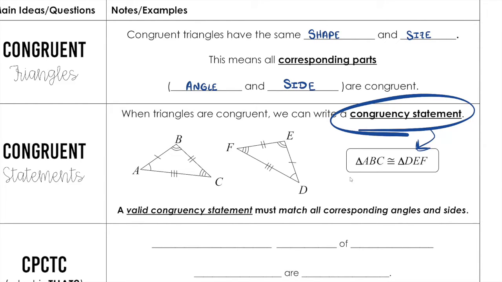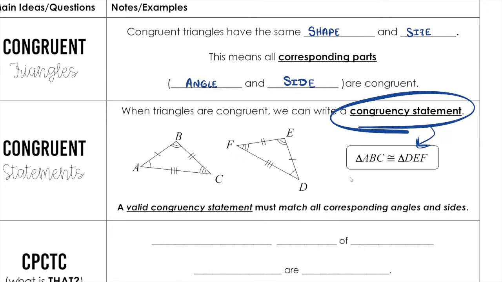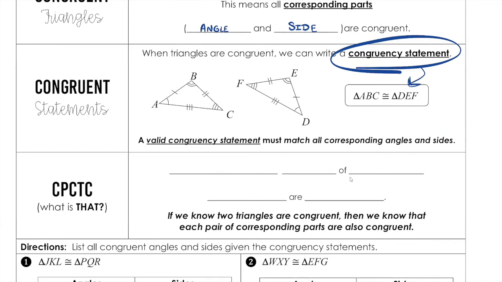This is a fun little one. CPCTC. What in the world is that? CPCTC. So the definition says if we know that two triangles are congruent, then we know each pair of corresponding parts are congruent. Now for this quiz, we're not going to use CPCTC that much. But on our test, we will, because we're going to have a whole day dedicated to this.